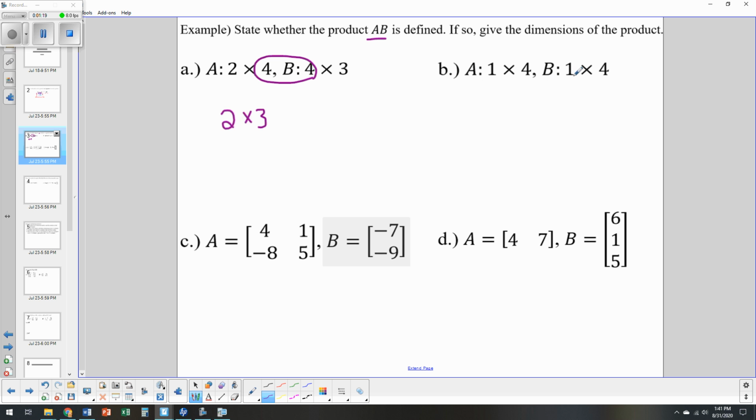For part B, I look at my middle numbers, and they're 1 and 4. They don't match, which means this product is undefined. I cannot take A times B in this case.